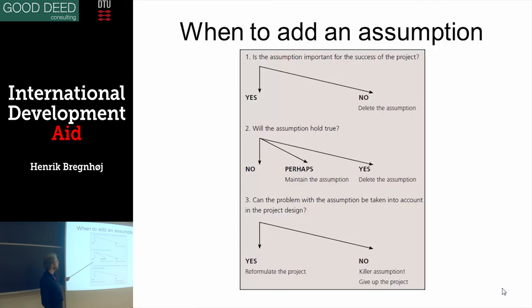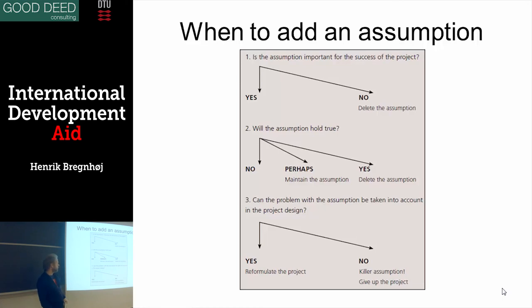If you know that it will hold true, then you delete the assumption. There's no need to put an assumption if you're sure it will hold true. If it is perhaps, maybe it will hold true, you think it will hold true, then it's a good assumption. And if it's no, then you look at the third question here.